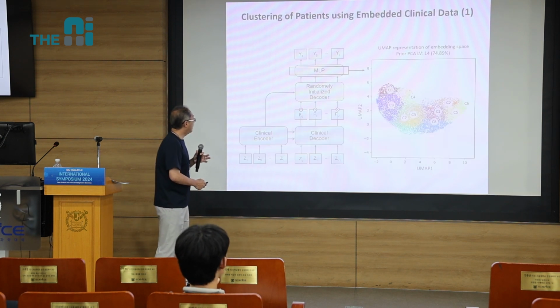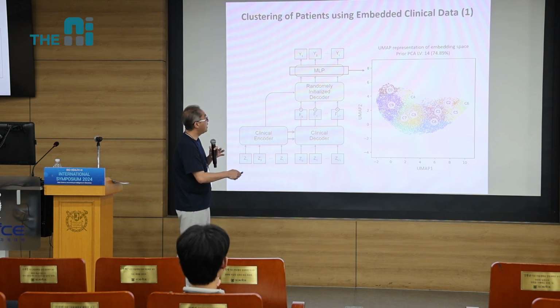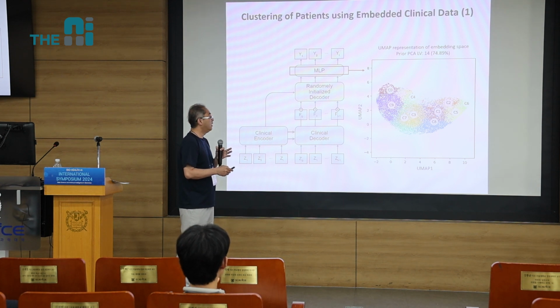And we did the drugs. Drugs, interestingly, let's skip it. Anyway, important drugs were found. So this is the UMAP, which shows the distribution of each individual patient in the latent space, right? And if you look at them, you can cluster them.